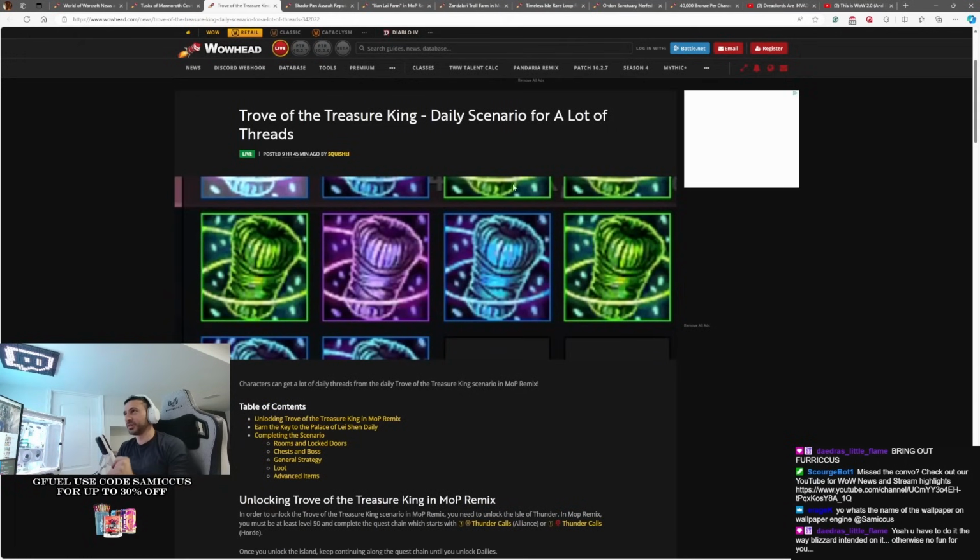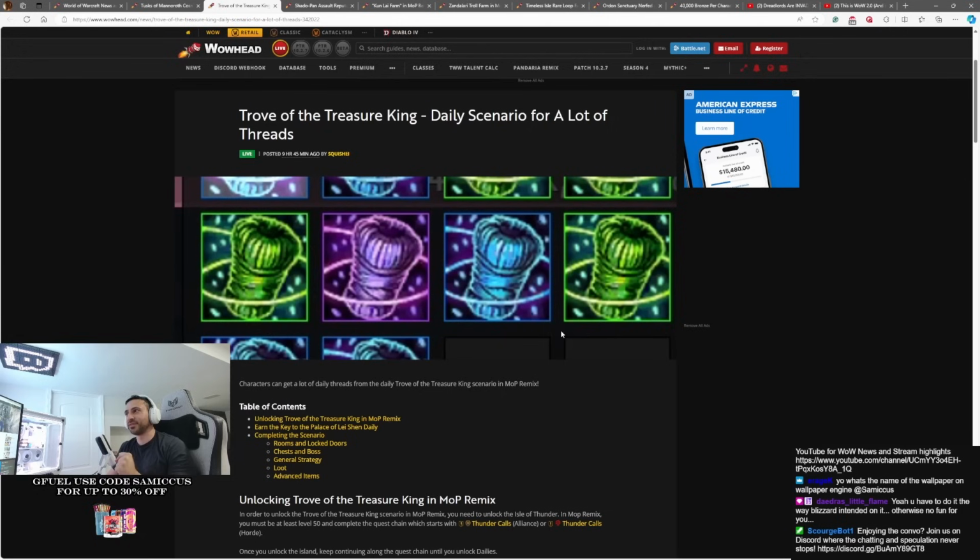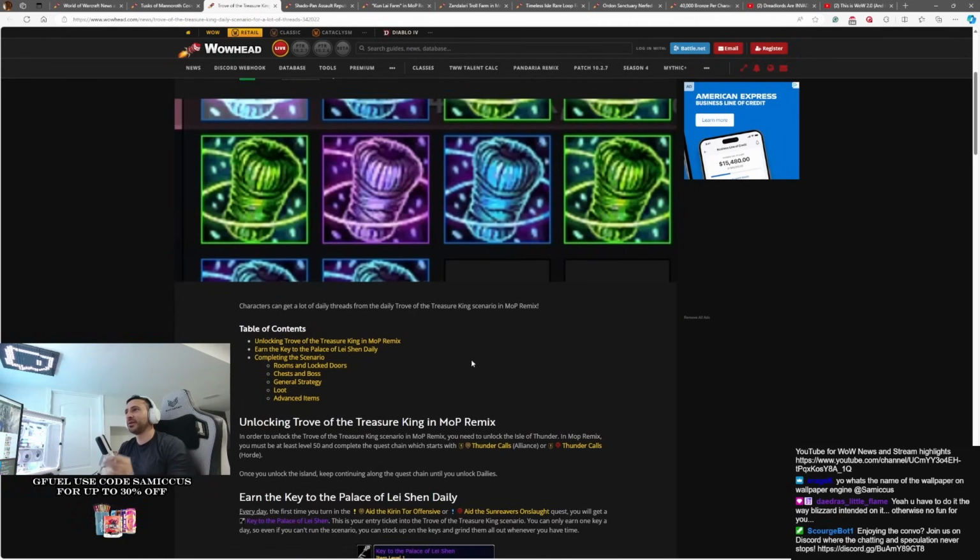Here's a thing you can do. Okay, this one should not get nerfed, because this is an actual thing in the game that was supposed to be here. So this is what you should be doing if you want to get more threads for your cape. And that's a good thing to do because it's going to help you level up quicker and get things done faster. Trove of the Thunder King, a daily scenario that you should be doing for your threads.